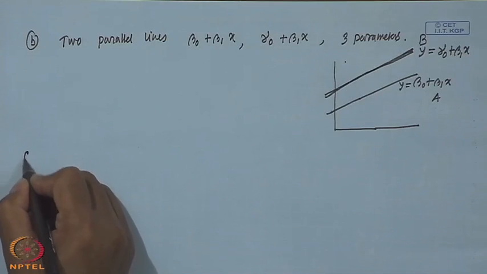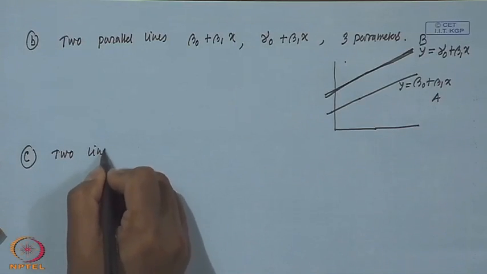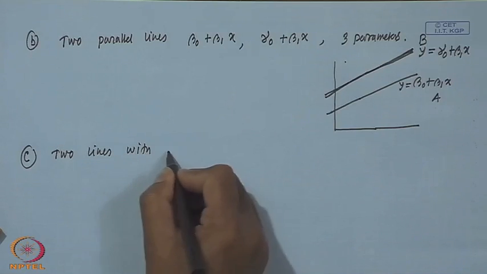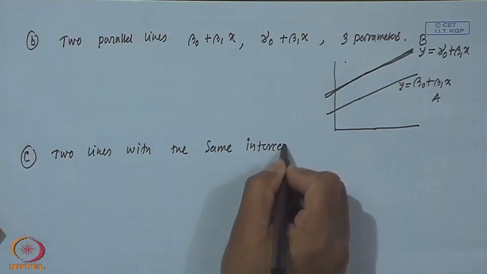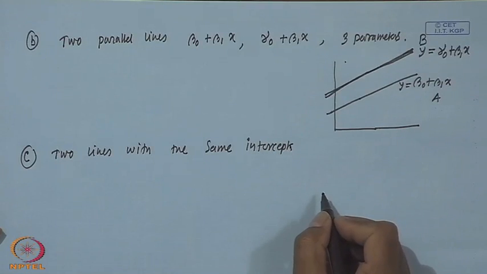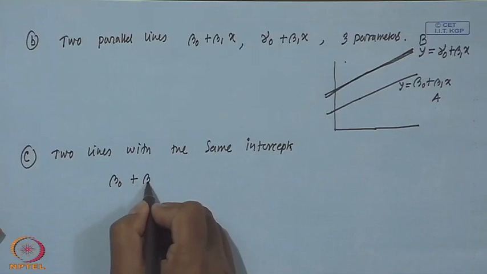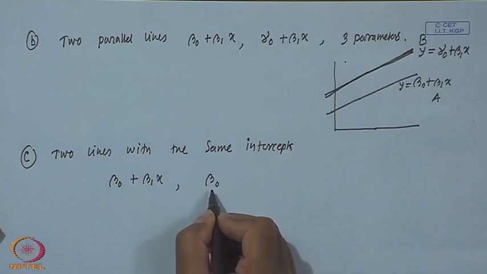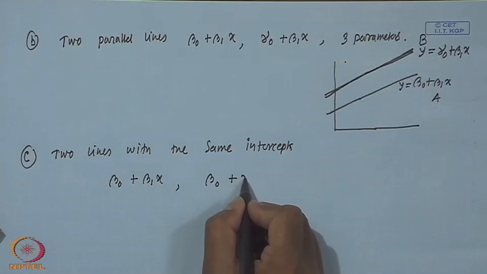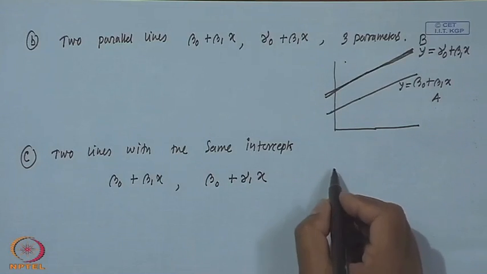The third possibility is two lines with the same intercept. The first line is, say, beta naught plus beta 1 x, this is for the set A, and the second one is beta naught, same intercept, plus gamma 1 x. The slope could be different. So, this is the possibility.